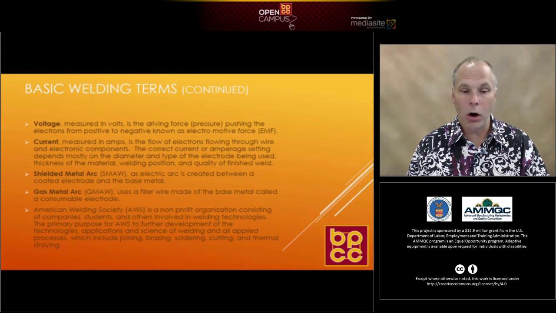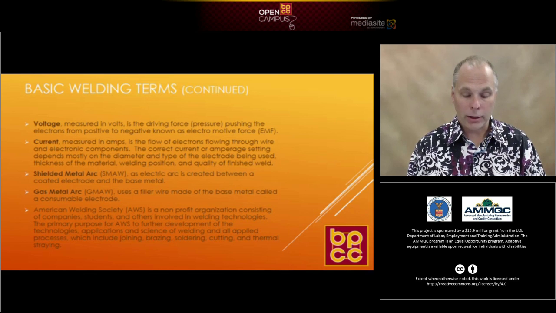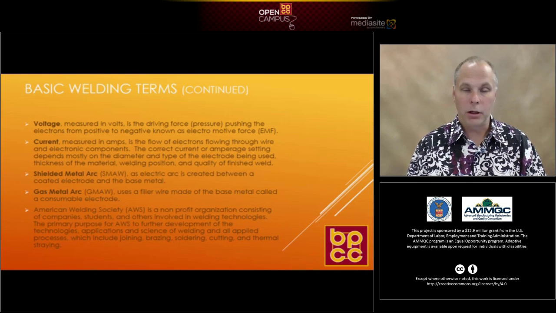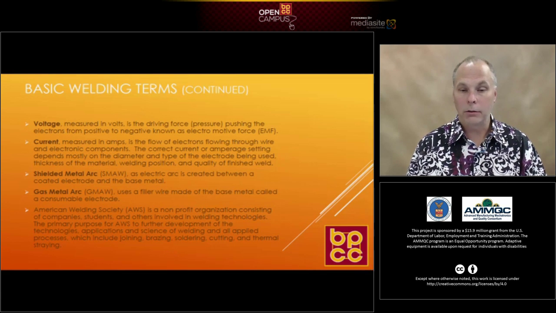A shielded metal arc, or SMAW as a lot of people call it, is an electric arc that is created between a coated electrode and a base metal. That coated electrode, as it's burning, creates a little shield over it, so that as the shield is being emitted, it keeps the oxygen from getting down there and causing damage to the weld. It gives it a little better quality product when you look at it for quality.